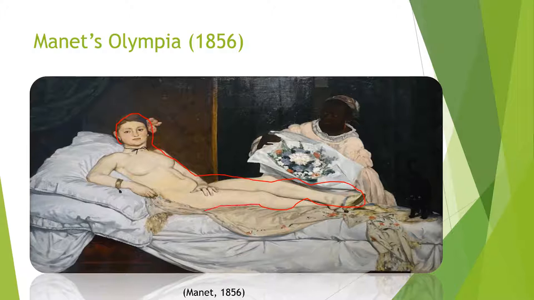Also, another thing you can see, he has some bangles on the hands, these flowers, and also this is the maid, the black maid who is there. Let's now look at the history of that.